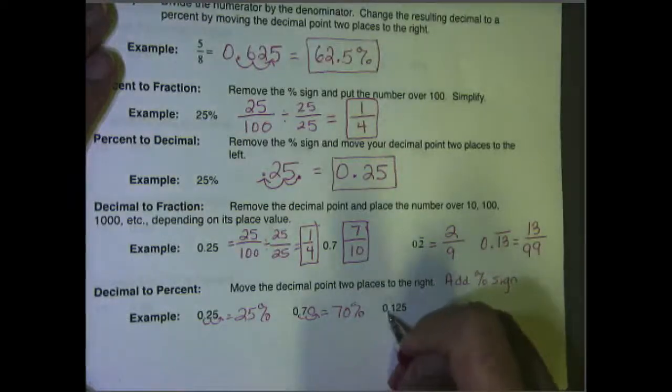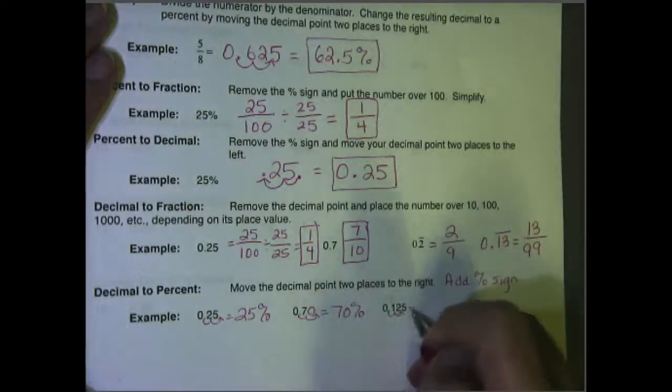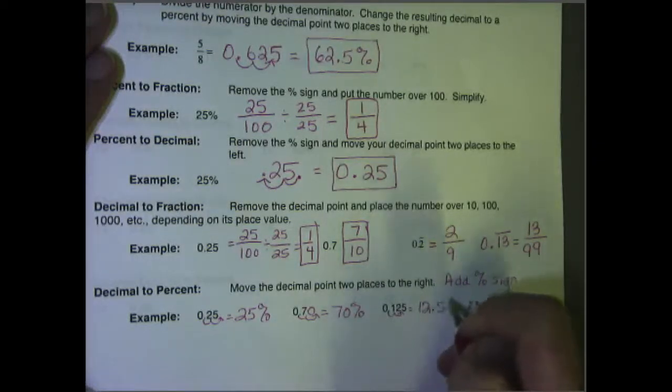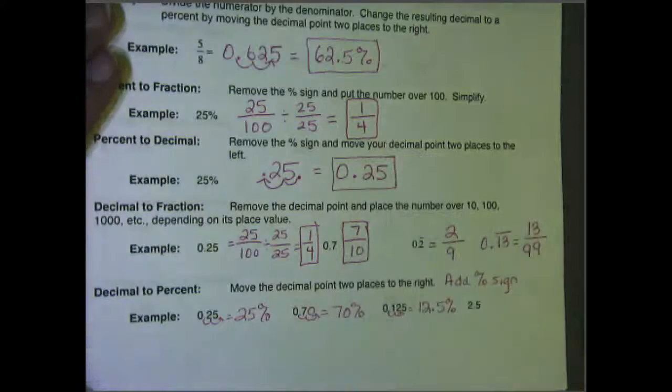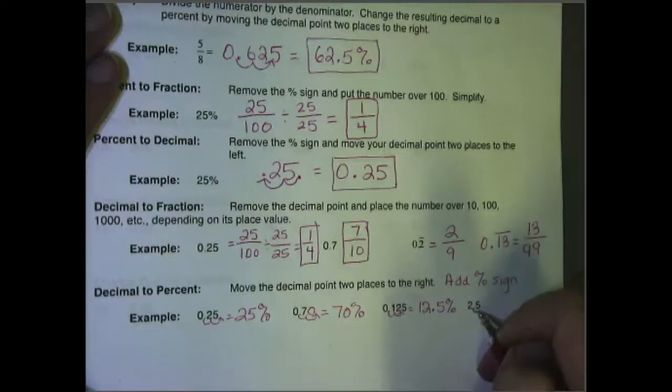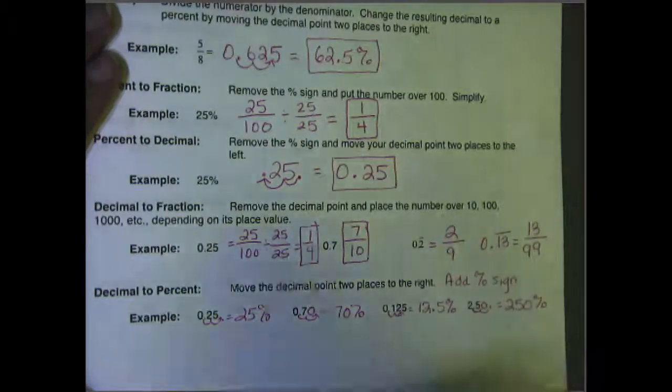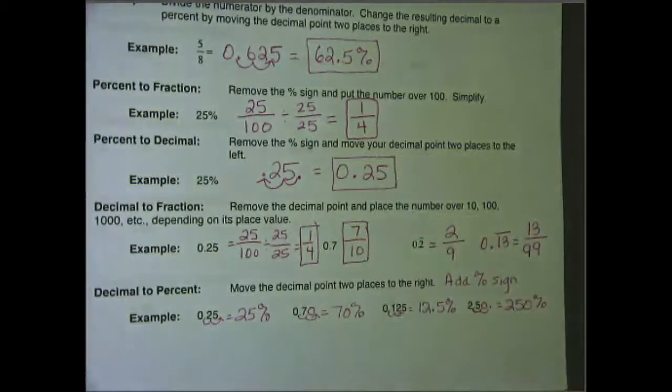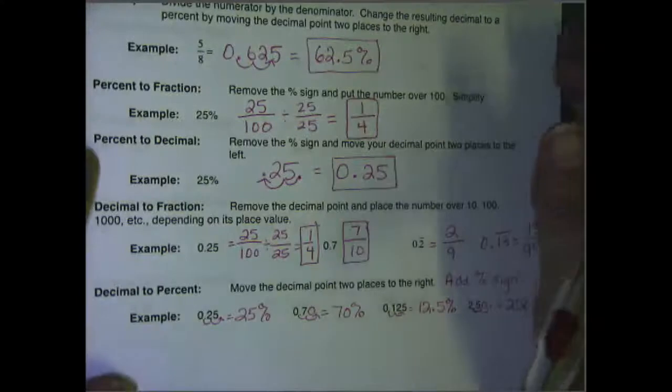0.125, we're going to move our decimal point 1, 2, and it becomes 12.5%. 2.5, we're going to move it 1, placeholder 2, and it becomes 250%. So some of them are easier than others, but if you follow your rules and use this as well as the guided practice we're going to do together, this should be much easier for you.